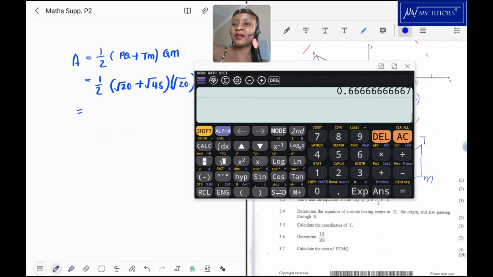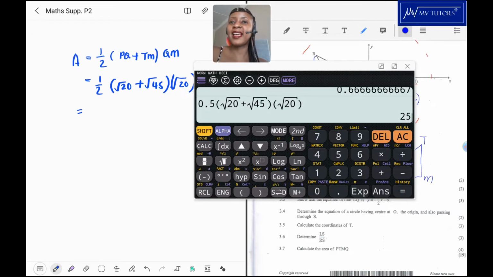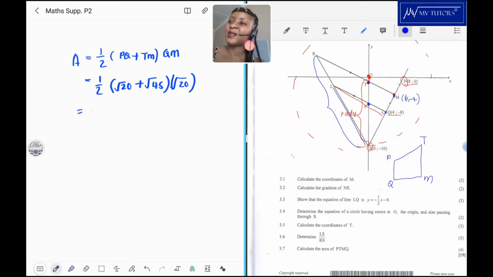Okay, so we have a half times root 20 plus root 45, multiplied by root 20. Oh wow, 25. It's a nice rounded number. So 25 units squared. They didn't give us the units, so you're just going to write the word units, squared, because it's an area. Okay, and we are done.